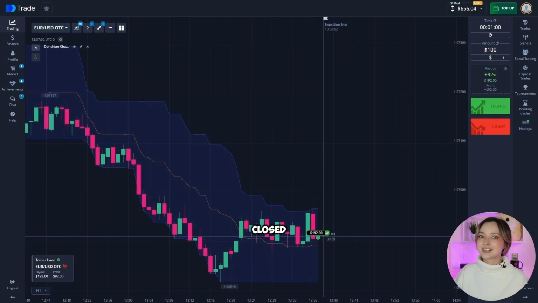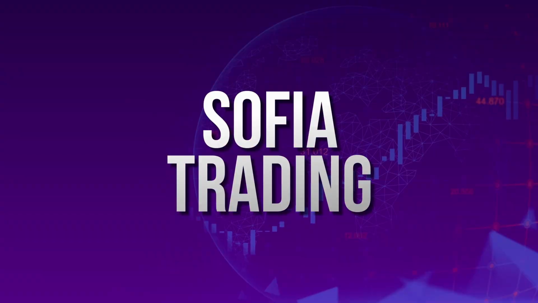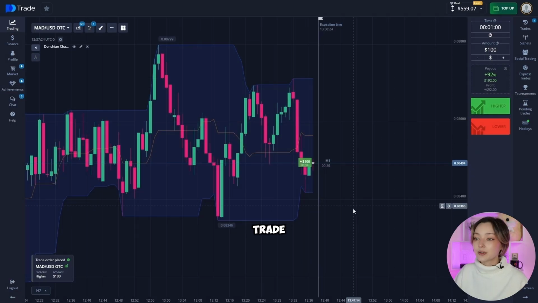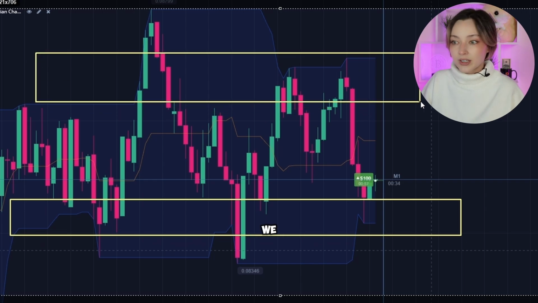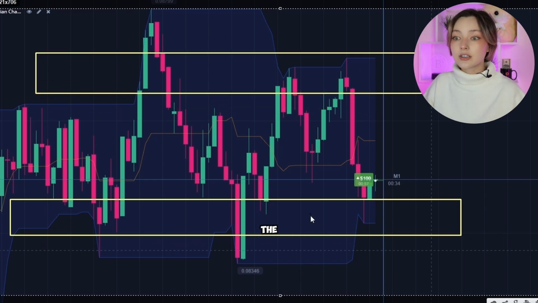Another flawless trade closed in a profit. So I'm placing a 1 minute trade upwards. We can see this trading corridor has appeared. We can also see that the price has reached the support area. Thereby, I expect the price to go up from this point.